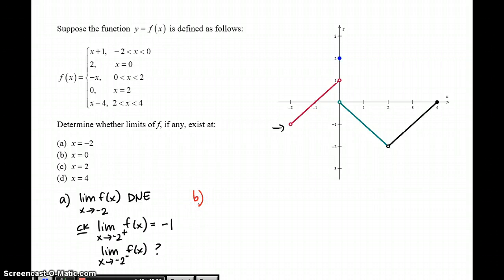So now we're going to look at the limit of f of x as x approaches 0. And so as we're looking at the graph, if we look at the right-hand limit, we have a value of 0. And if we look at the left-hand limit, we have a value of 1. And since those values are not equal, the limit as x approaches 0 for f of x does not exist.